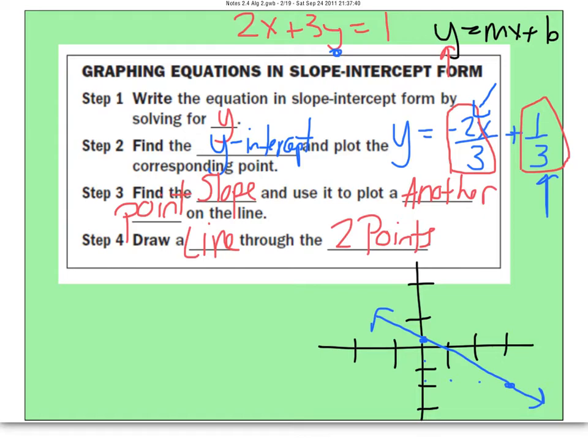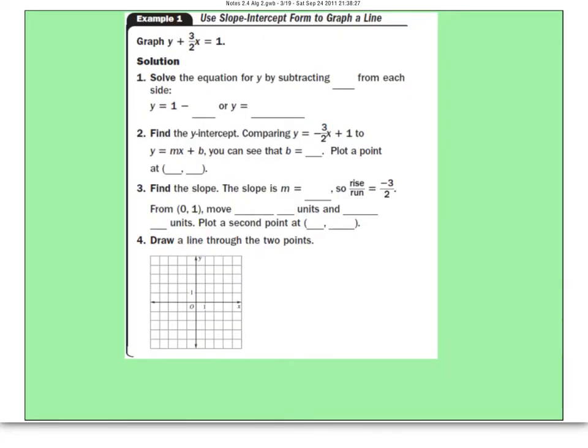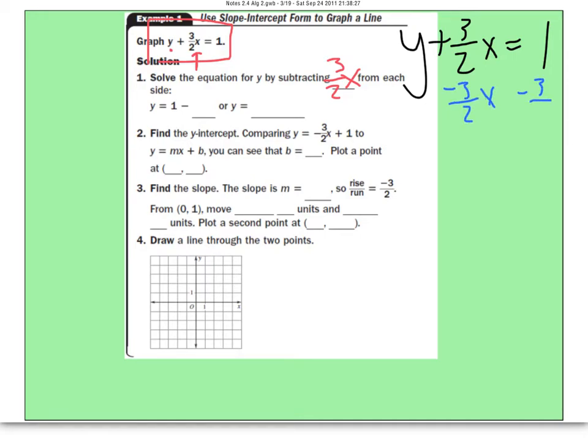Let's do some of this more formally, though. So following the steps, step 1 says solve the equation for y. If we look at this one right here, to get y by itself, we need to keep that there. We have to move the 3/2 x. To do that, I'm going to subtract 3/2 x from each side. So I'm actually going to rewrite this and show you the algebra a little more formally. So here's what I'm going to do: minus 3/2 x from both sides, which will leave me with y equals 1 minus 3/2 x, which is what they're going to put over here in this blank.